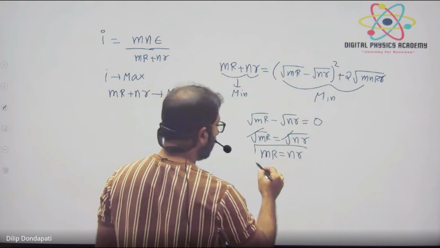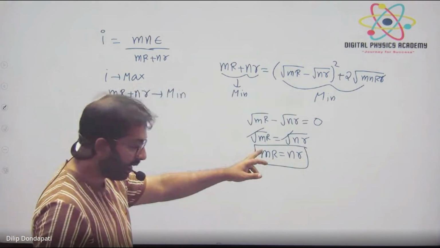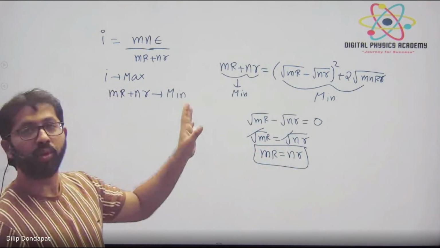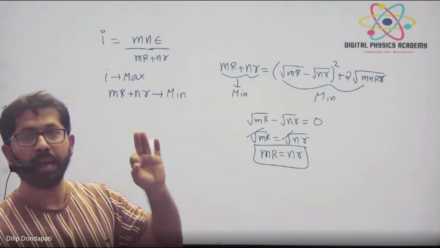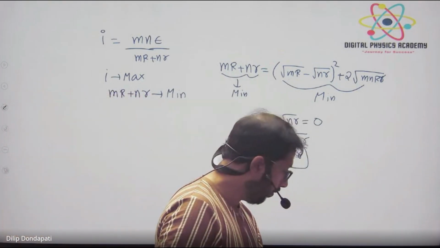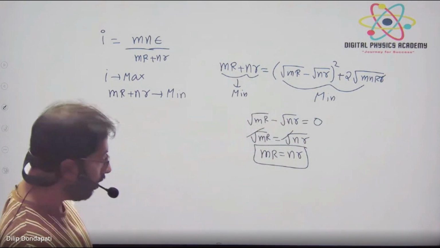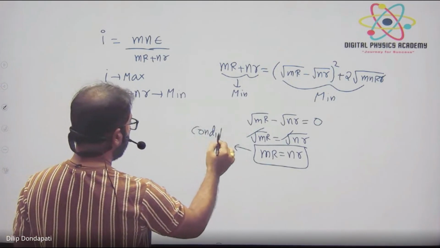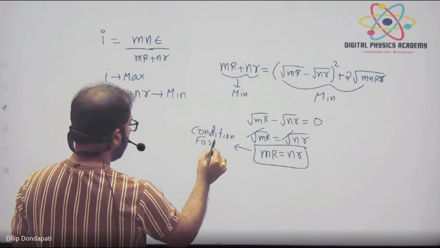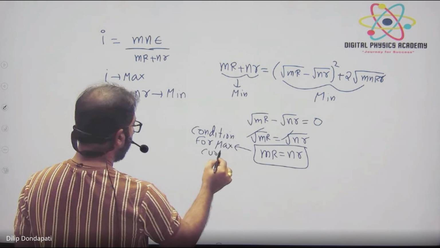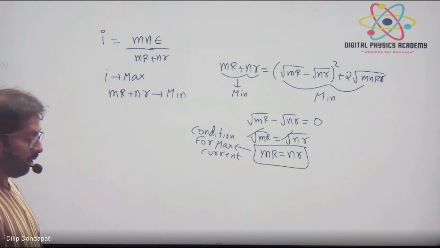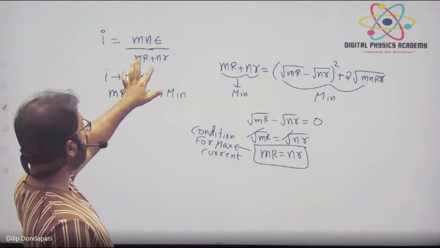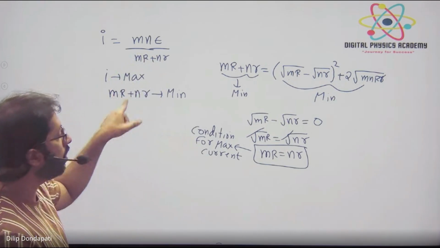What is the meaning indirectly? This mr is nothing but the external resistance and this is the internal resistance. When the external resistance is equal to the internal resistance, the current is maximum in the circuit. Look, this is the condition for maximum current. So when external and internal resistance are both equal, maximum current will flow.